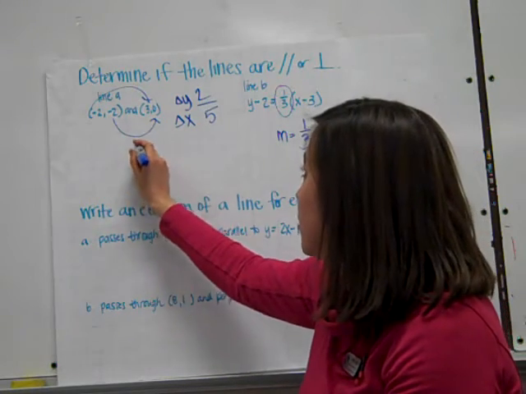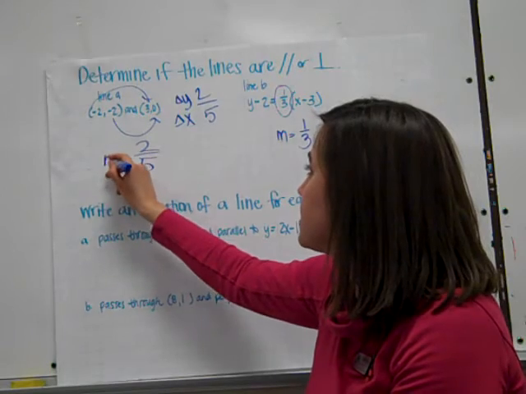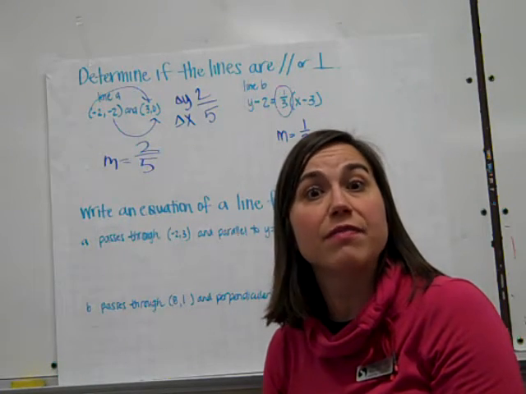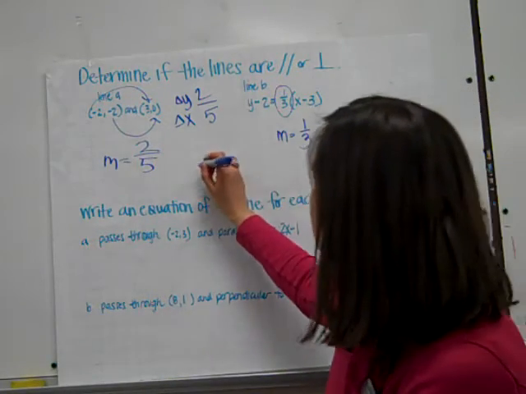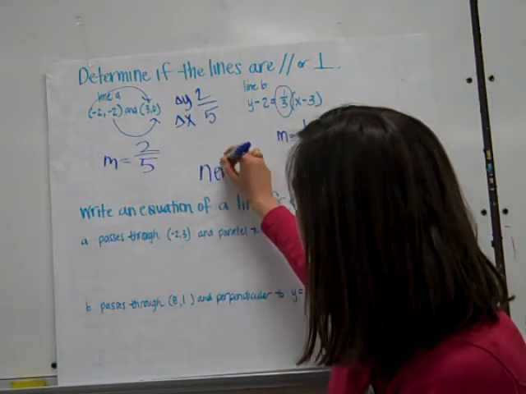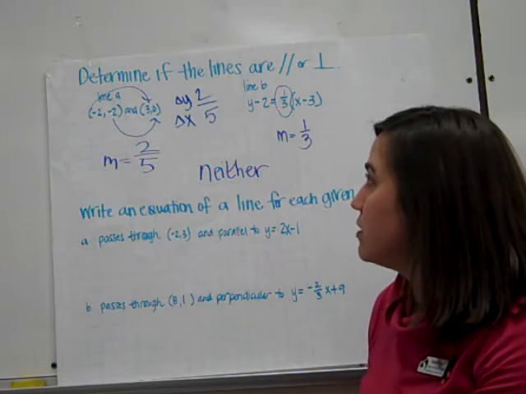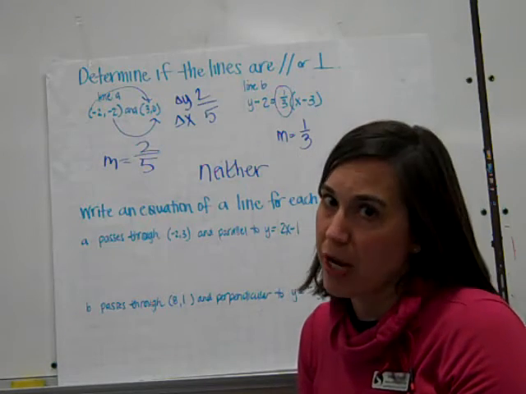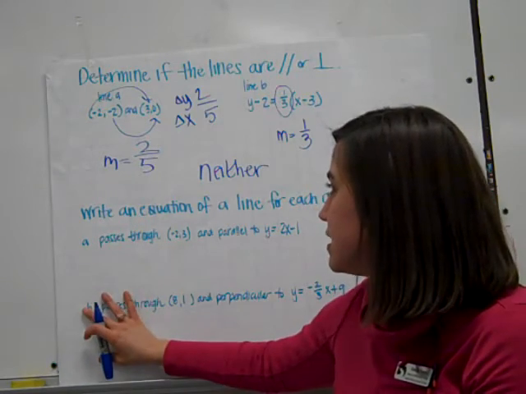So if I look at these two, 2/5 and 1/3, the conclusion that I would make is that they wouldn't be parallel or perpendicular. They would be neither. They do intersect, but unfortunately they do not intersect at a 90-degree angle, and I know that they're not parallel because they do not have the same slope. We're going to go ahead and do this next situation.